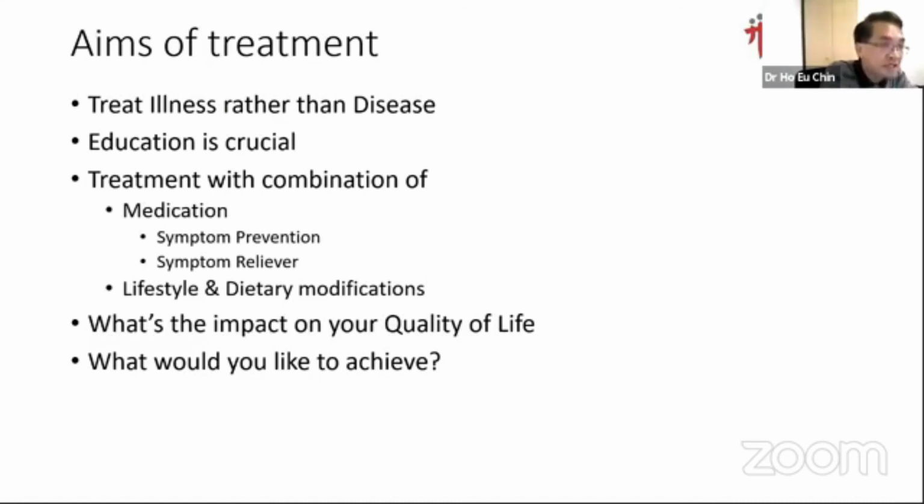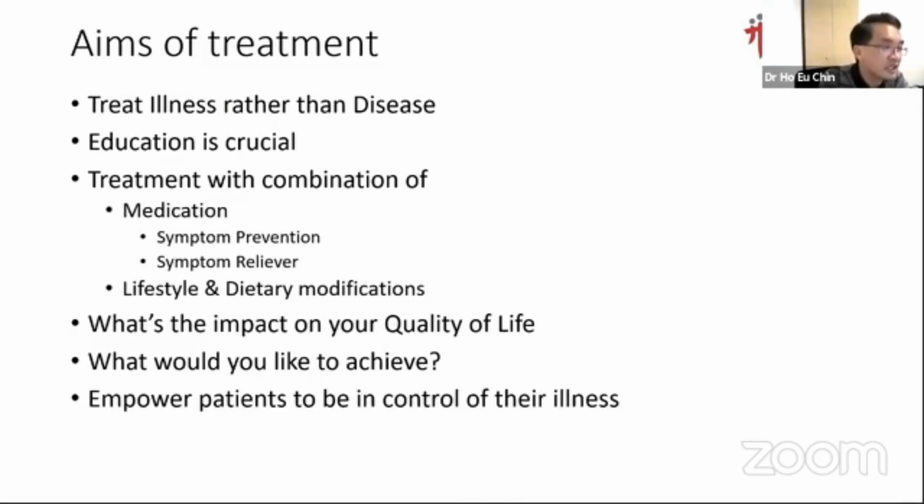So they have different aims and we work towards achieving the aims together. So it's for focusing on what's important for the patients. And ultimately, I believe in empowering the patients to be in control of their illnesses. Rather than me telling them what to do, I'm there to guide them, to hold their hands, and ultimately, after a few months, they know what to do. Because vestibular migraine is chronic, we are not aiming for cure. We are aiming for control and management.